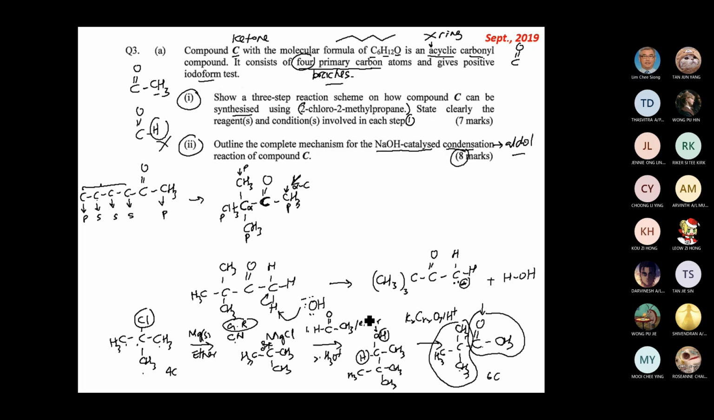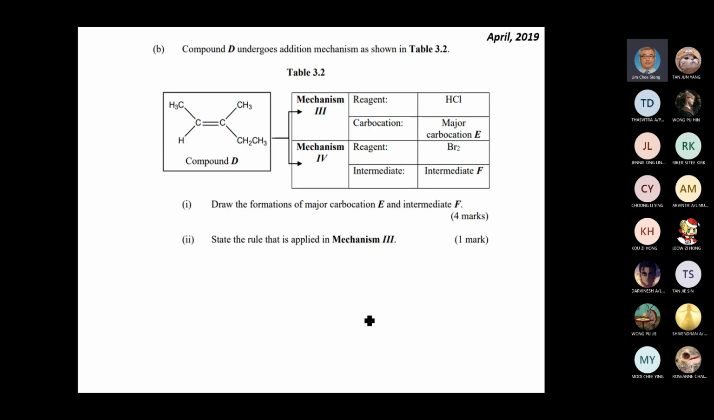Done? Okay, sir, done. Okay, now I want you to show me the mechanism. Come, class, we do it together. Now have a look. Compound D undergoes addition mechanism. We come to the addition that you know this one should be under electrophilic, because it's a double bond. Let's say it's a CO, it's still under addition, but what type of addition? Nucleophilic.